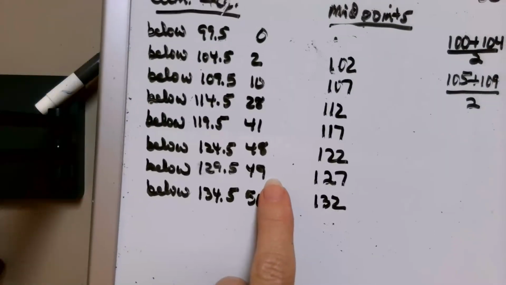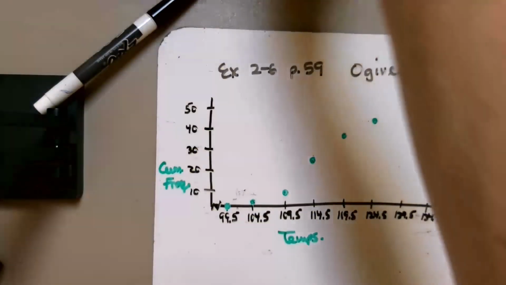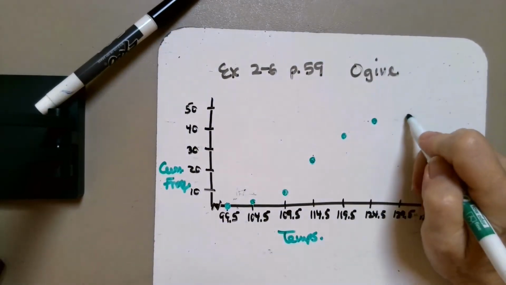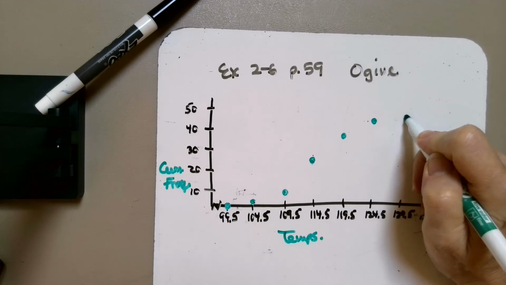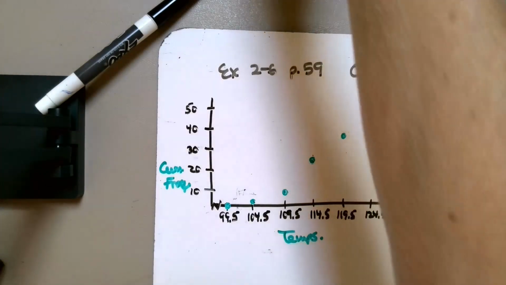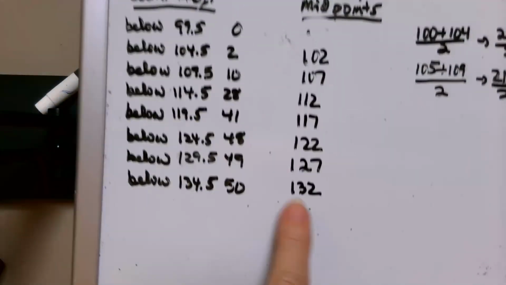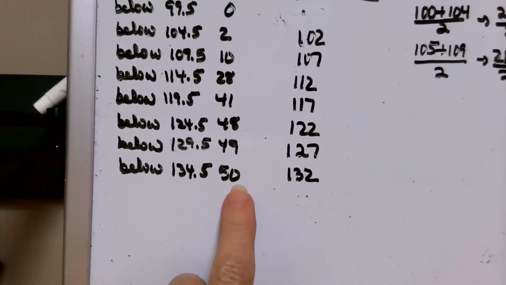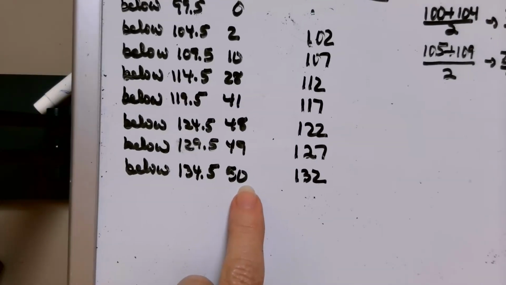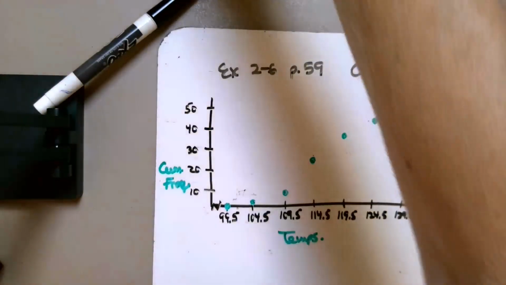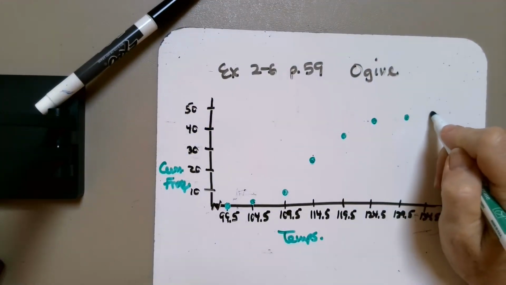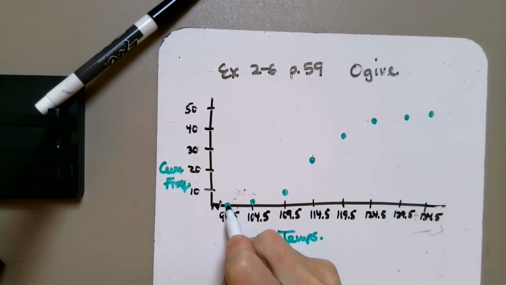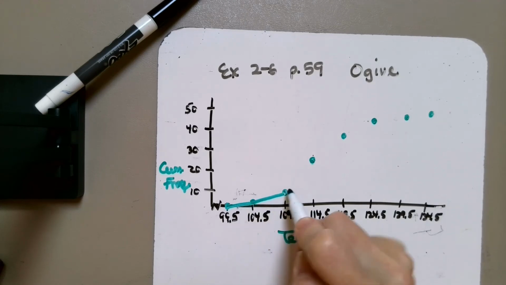Below 129.5, we've got a cumulative amount of data of 49 values. So at 129.5, we put a height of 49. And finally, at 134.5, we've accumulated all the data, all 50 values. Remember, the highest data value in this data set was 134. So at 134.5, we've reached 50 cumulative data values. And you connect these with straight line segments.